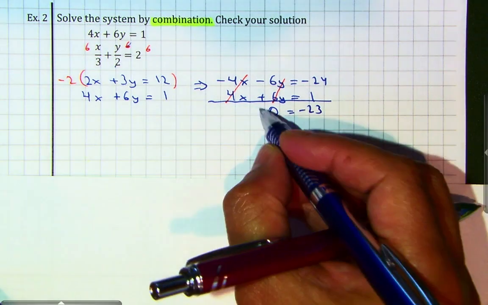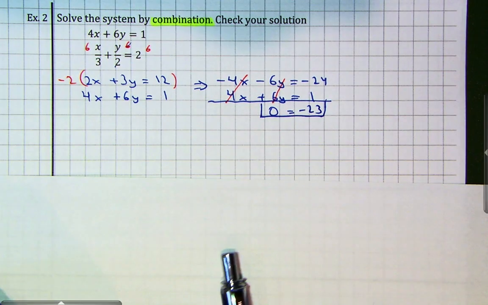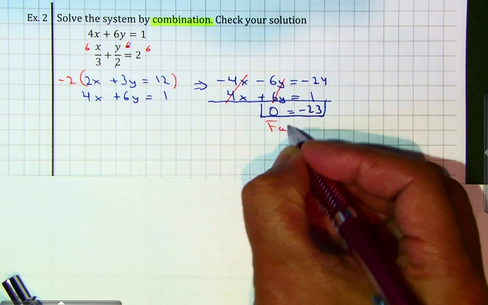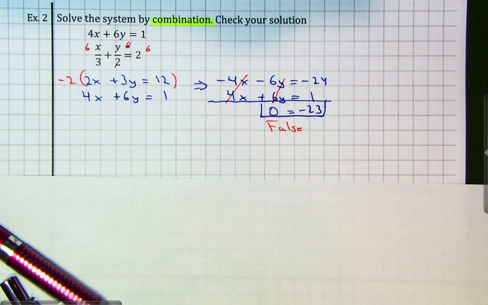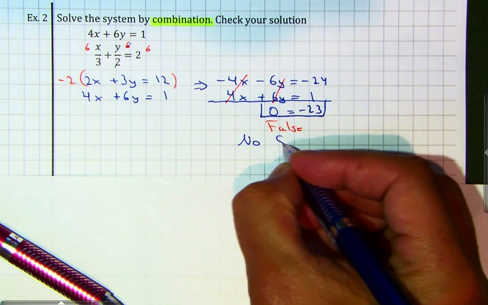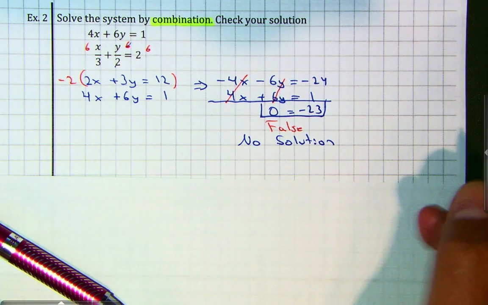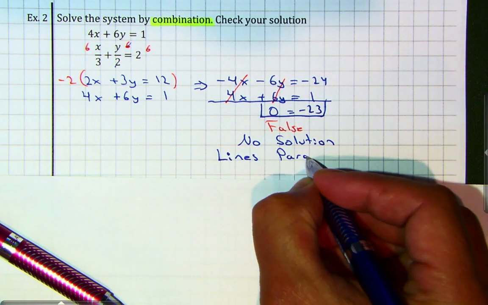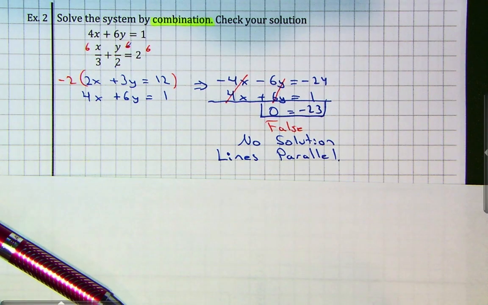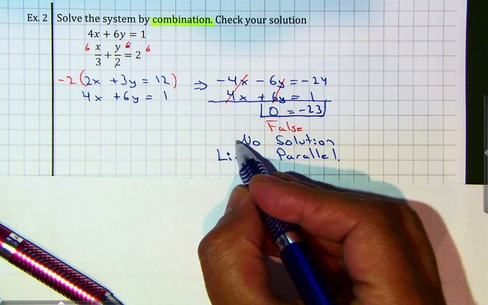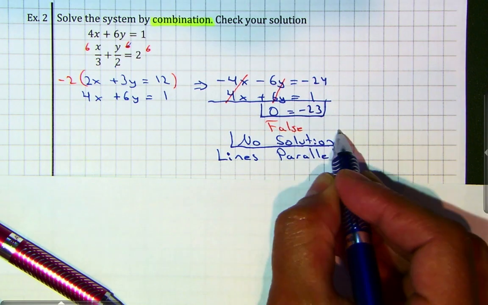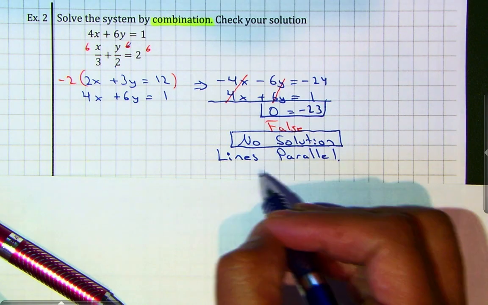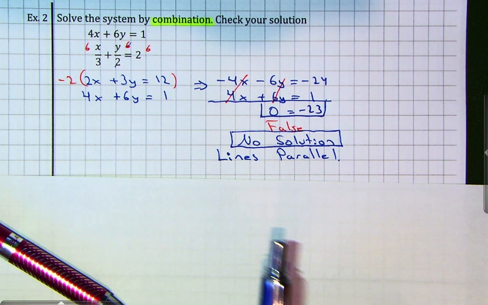So therefore, you need to ask yourself, is that a true statement or is that a false statement? That is false, which means that there is no solution. That means that the lines are parallel. That means that your system is inconsistent. Make sure that if you have no solution or any number of solutions, you tell me whether the lines are parallel or the lines are identical.